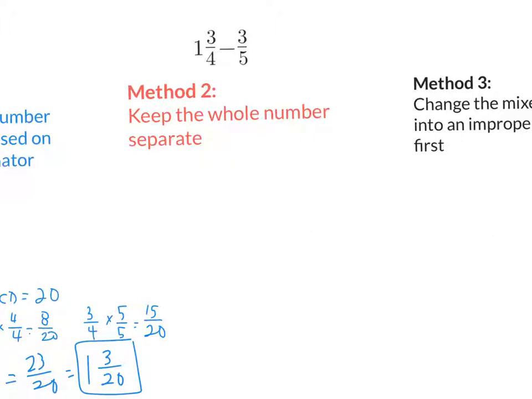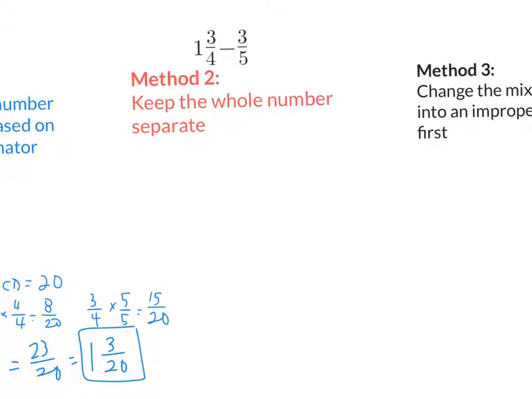Once again, my problem is 1 3/4 minus 3/5. I still know that 1 3/4 is 1 plus 3/4, and then I have minus 3/5. Do you agree? If I'm going to keep that separate, I'm going to find the least common denominator for my fractions right now. So what's my LCD? 20.